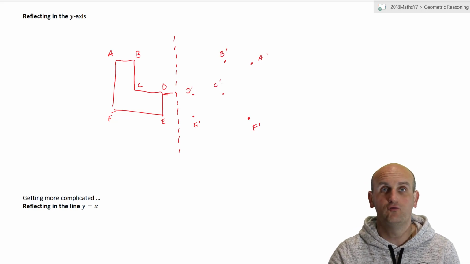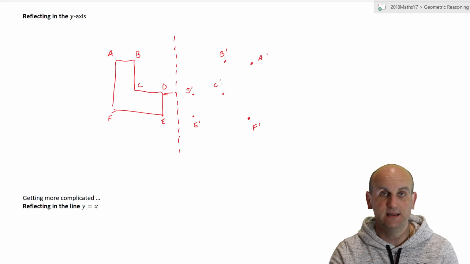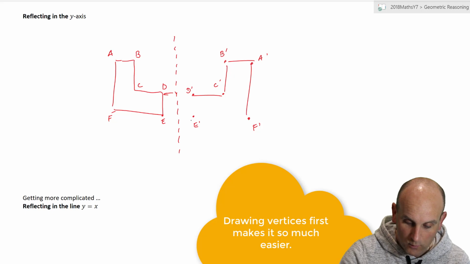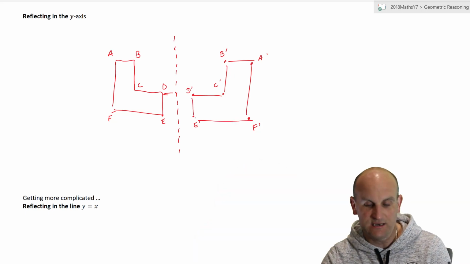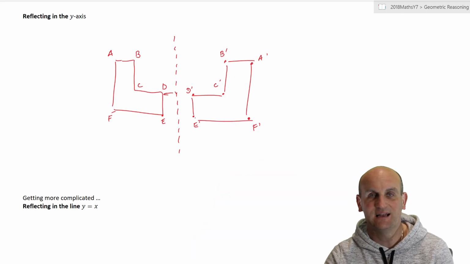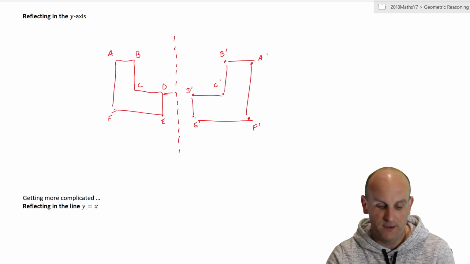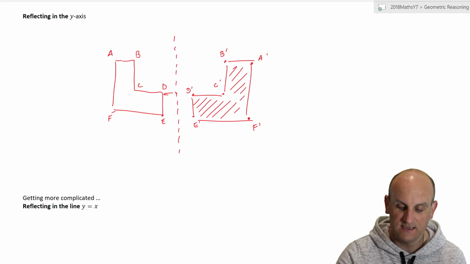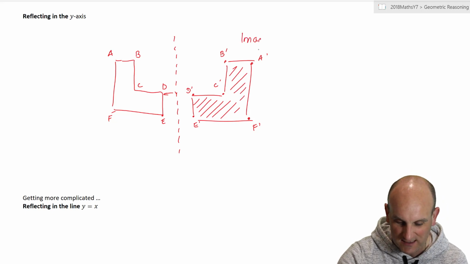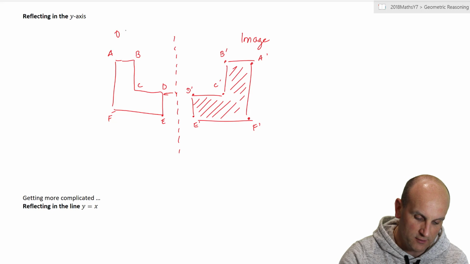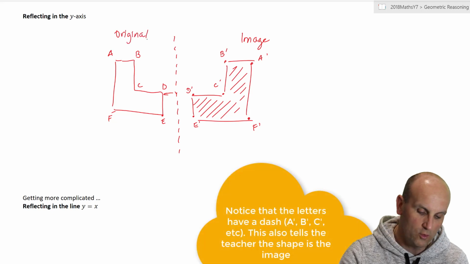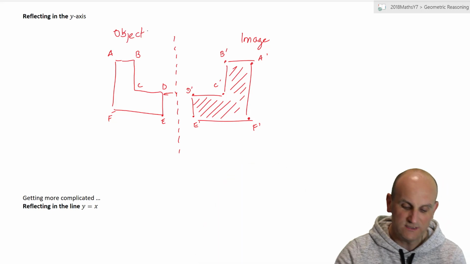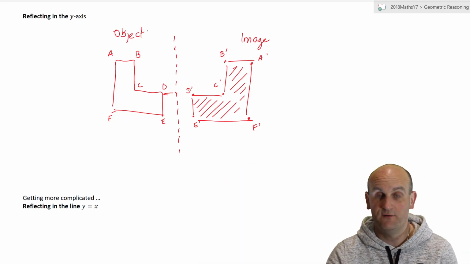And lo and behold, having drawn my corners, or my points, I'm now going to join them together to create what I hope will be my image. And while again that doesn't look exact, if you did it on square paper it would be perfect. Just going to shade it in, so that I know that it is my image. I'm also going to write image beside it, and I'm going to write my original, or absolutely, let's call it my object. And once again, in an exam, I would be very, very happy with that.